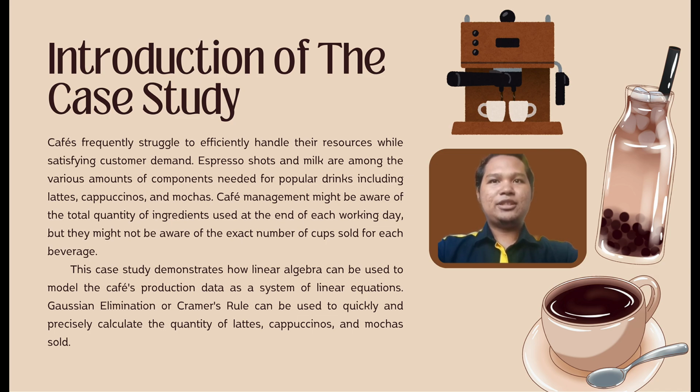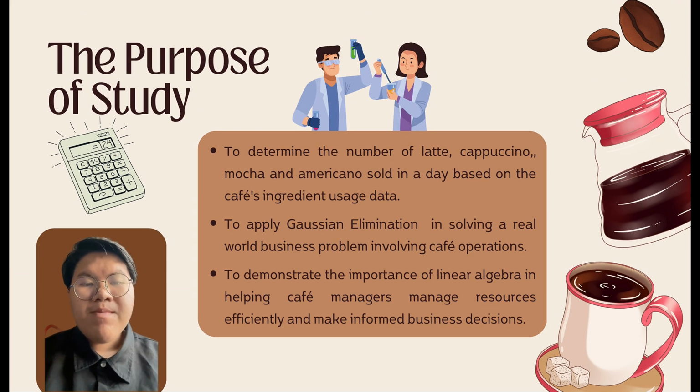This case study demonstrates how linear algebra can be used to model the cafe's production data as a system of linear equations. Gaussian elimination or Cramer's rule can be used to quickly and precisely calculate the quantity of lattes, cappuccinos, and mochas sold. Now, I want to talk about the purpose of the study. I want to explain why we can use algebra in cafe drink production.